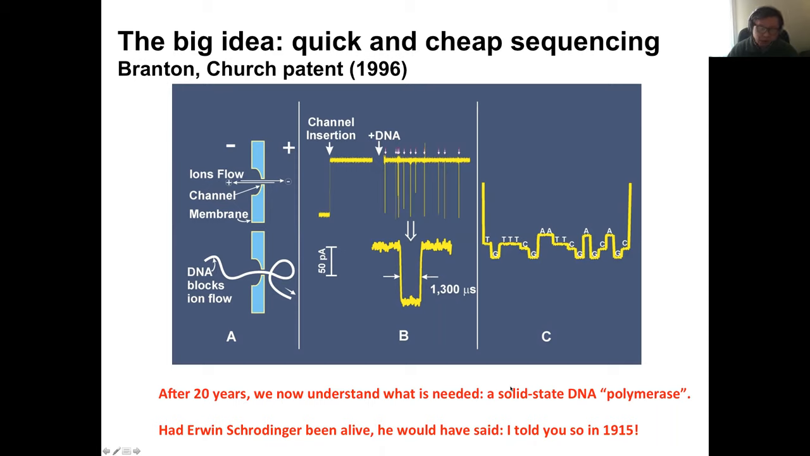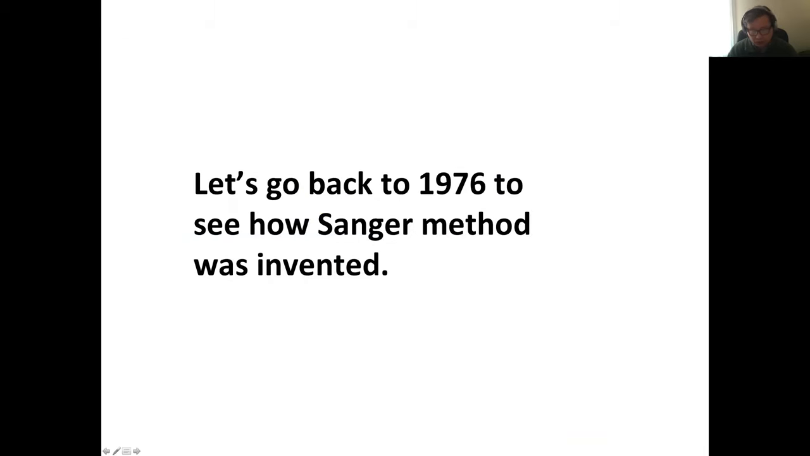But after 20 years, we now understand that what really needs to be done is to build something like a solid-state DNA polymerase. The basic physics in it was actually worked out by Erwin Schrödinger back in 1500 years ago. I will discuss the physics soon, but let me first very quickly go over Sanger's method.